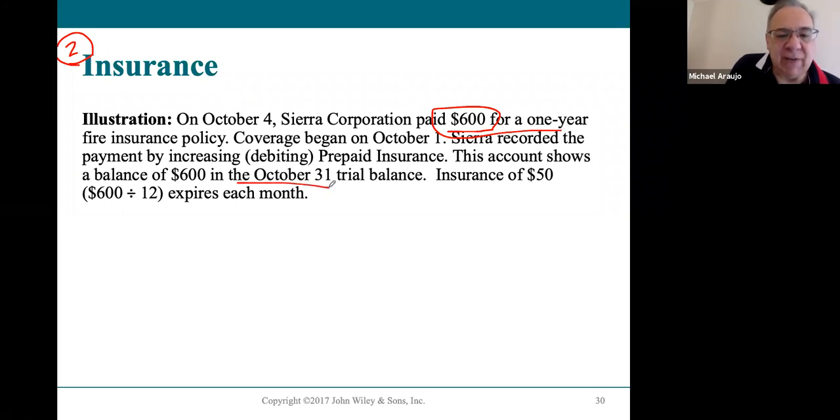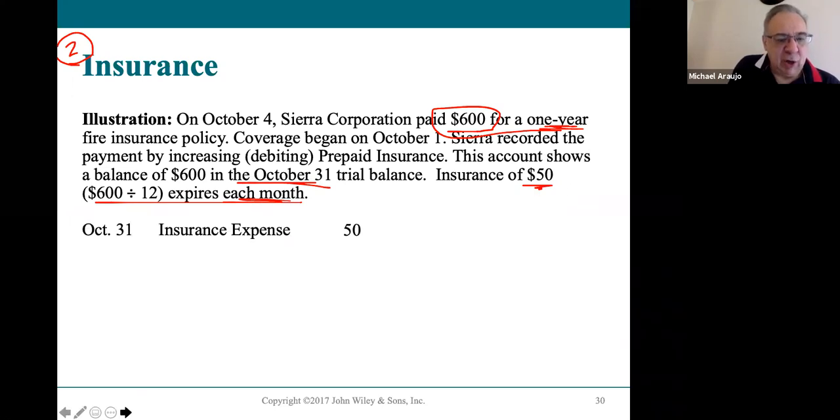Now we're at the end of October. So in other words, this is a one-year policy, so that's 12 months. We've used up at the end of October 1 month of the 12 months. So in other words, $50 of the $600 insurance policy has been used for the month of October. So we can expense the 50 bucks.